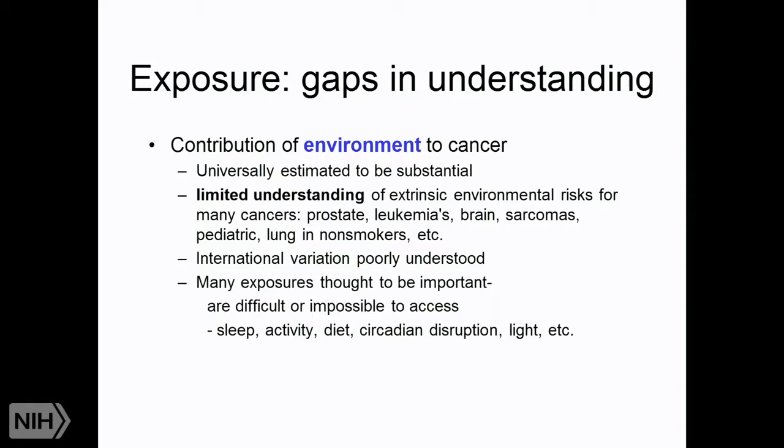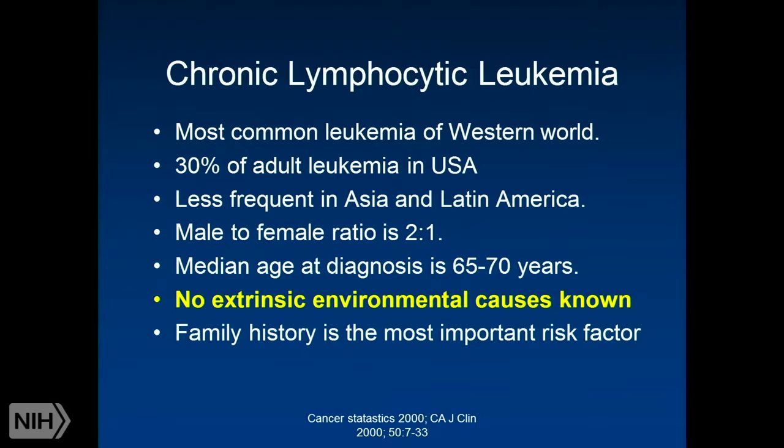So here's a favorite disease of mine, chronic lymphocytic leukemia, the most common adult leukemia in the Western world. But we don't understand any extrinsic environmental cause for that leukemia. The major best understood etiologic factors, age and family history, and about 30 different SNPs have been associated with CLL, but we really don't have a great understanding of what the extrinsic sources are.